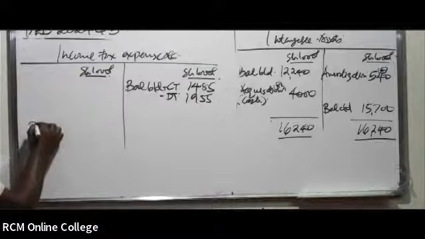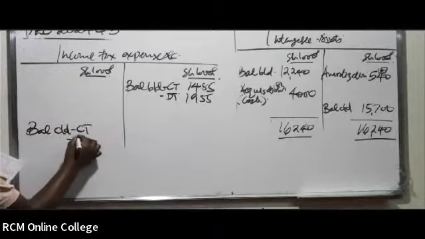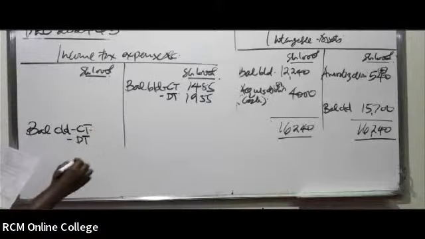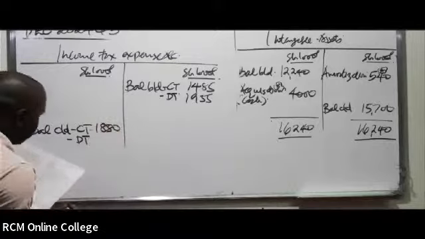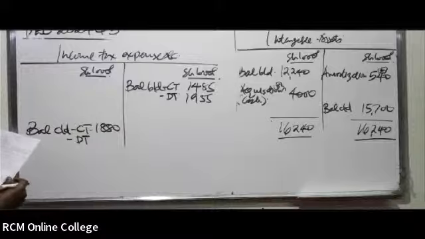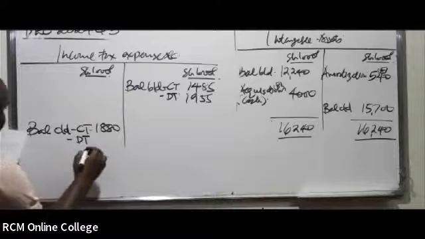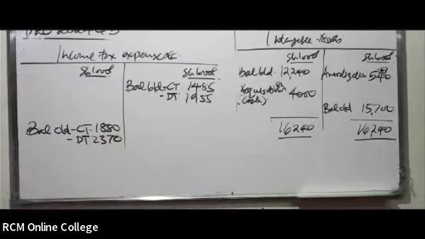So we have the balance carried down at the end. We have CT, and we have DT. For CT at the end, you have a figure of 1880. Then for DT, you have 2370, which we haven't reached yet, but we will get there. So that's what you're having there.